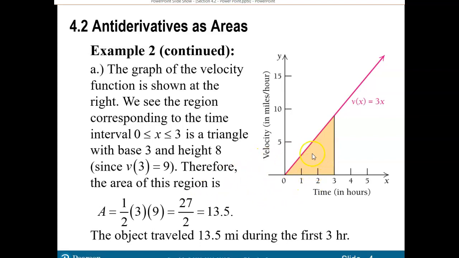So if you're given the graph of velocity, the area under that curve represents distance traveled, or it represents the value of that antiderivative of your function.